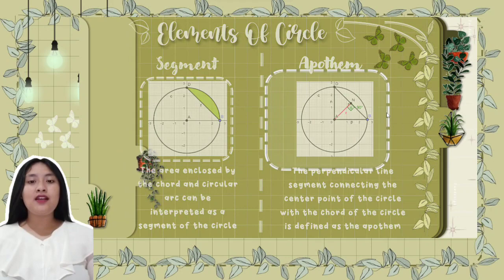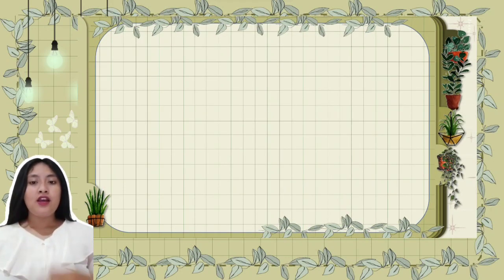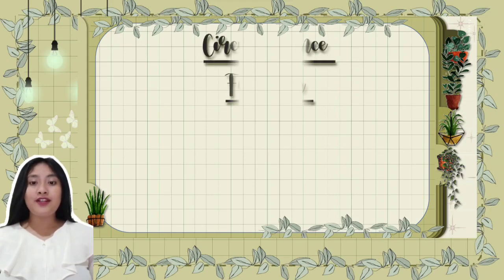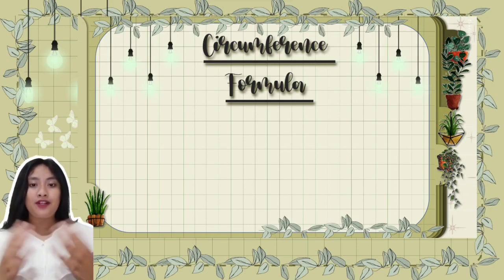Next, we will discuss circle area and circumference formulas. The first is the circumference formula. To calculate the circumference of the circle, you need to know the radius or diameter of the circle. There are two formulas we can use to find the circumference.